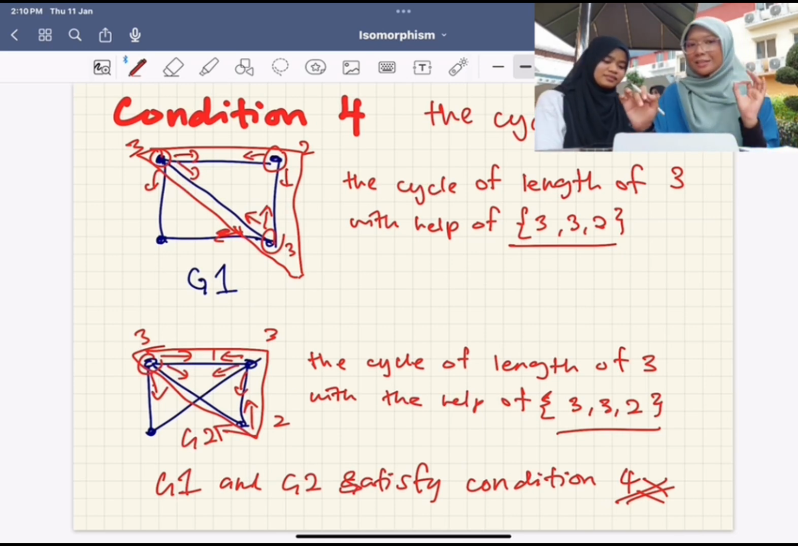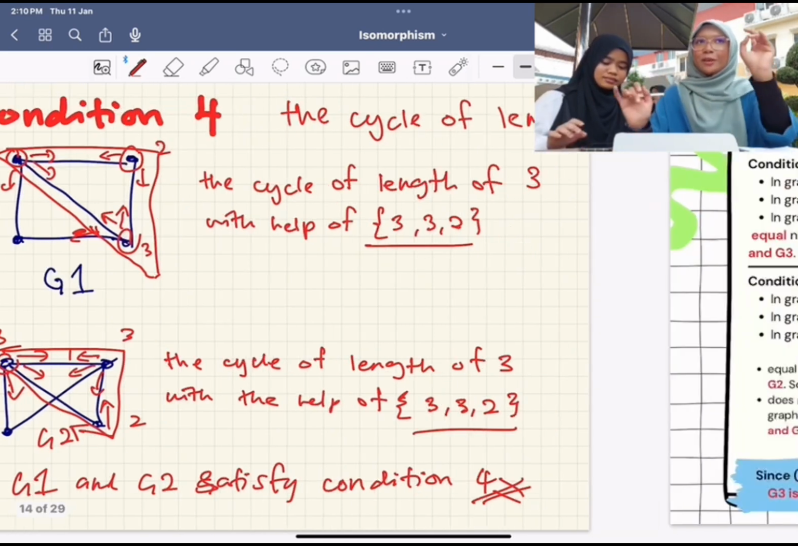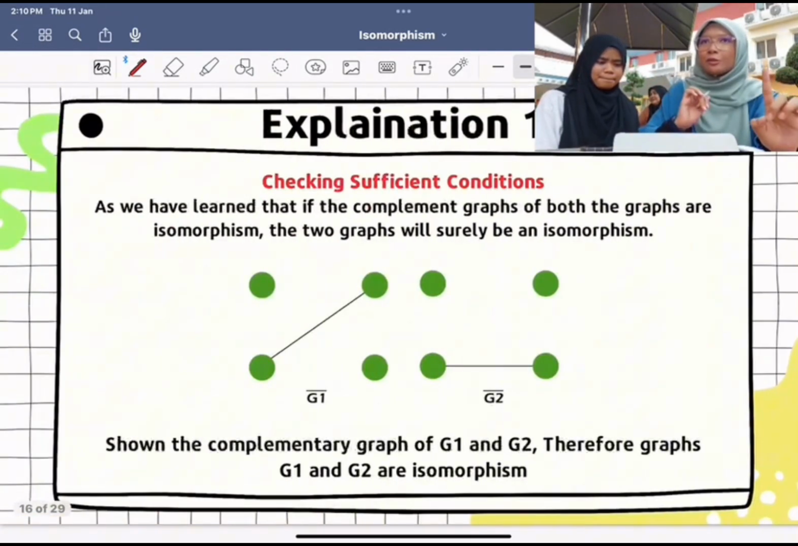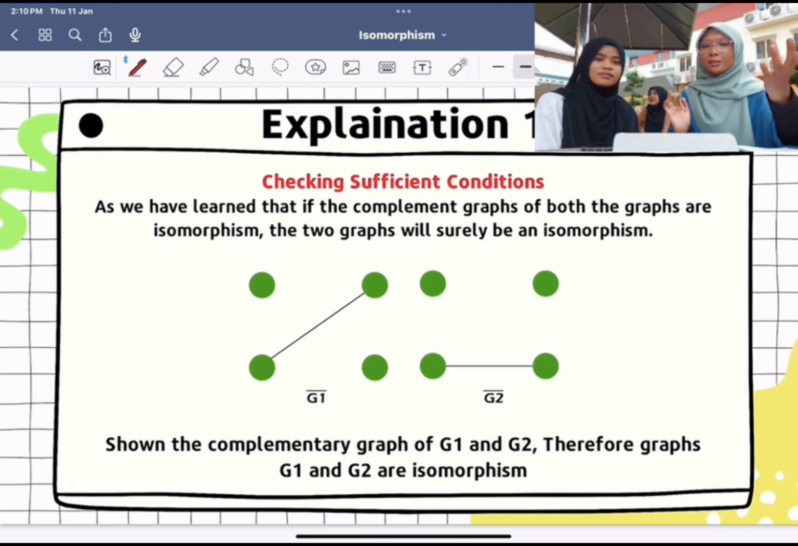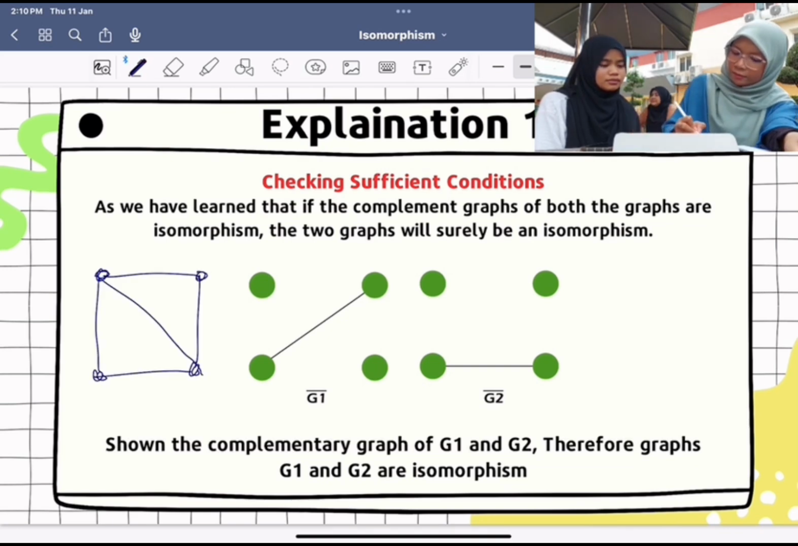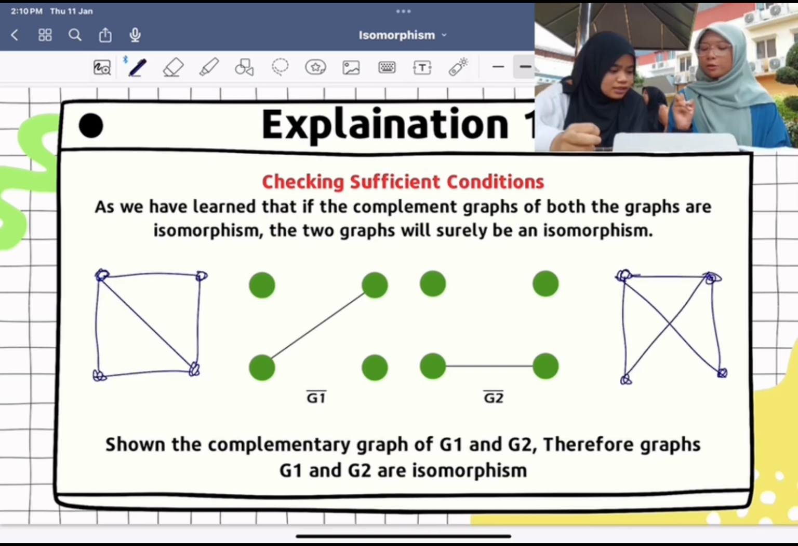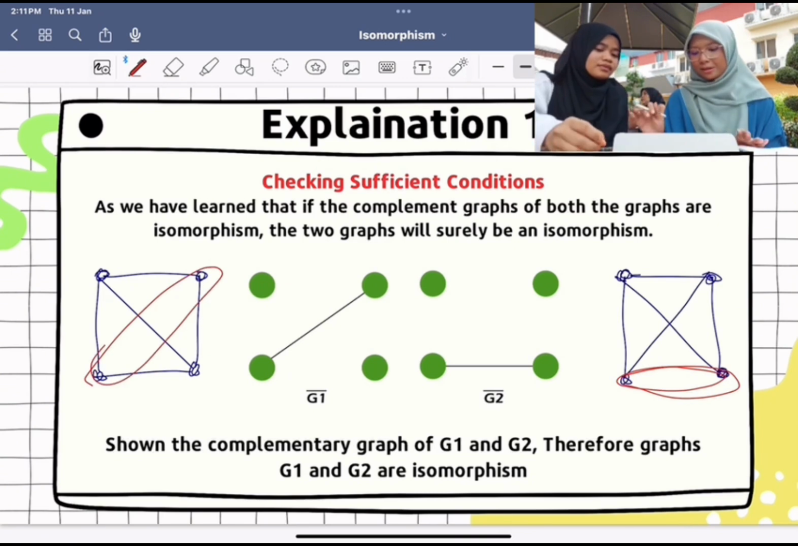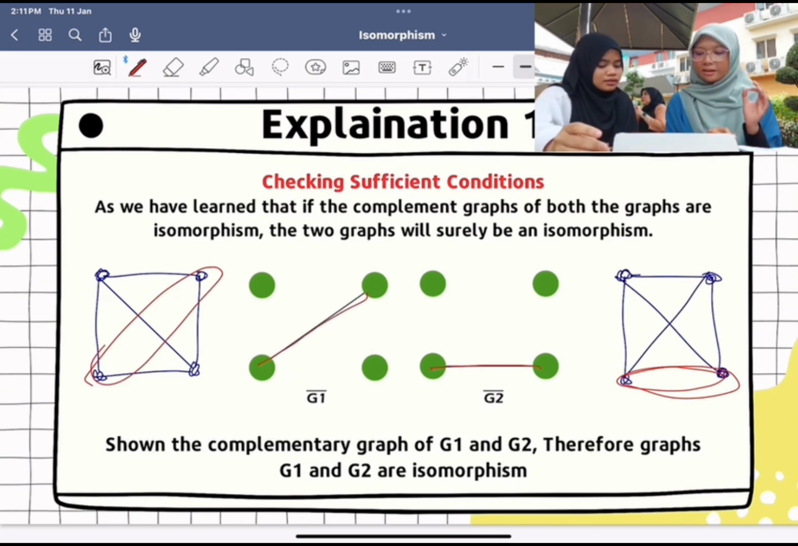So for G1 and G2, we already have 4 conditions satisfied successfully. But we need to look at one special condition, which is the sufficient condition. We need to draw the complementary graph to make sure whether it's isomorphic or not. So the original graph is like this. We need to complement the graph with the missing lines that didn't exist in the original graph. That's why we can say it's shown that the complementary graphs of G1 and G2 are isomorphic, therefore graphs G1 and G2 are isomorphic. So my part is already done.